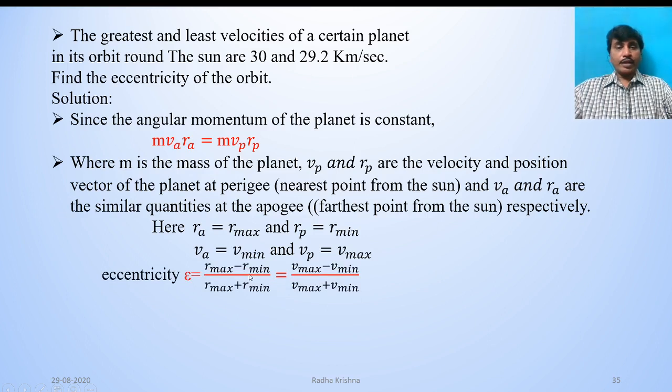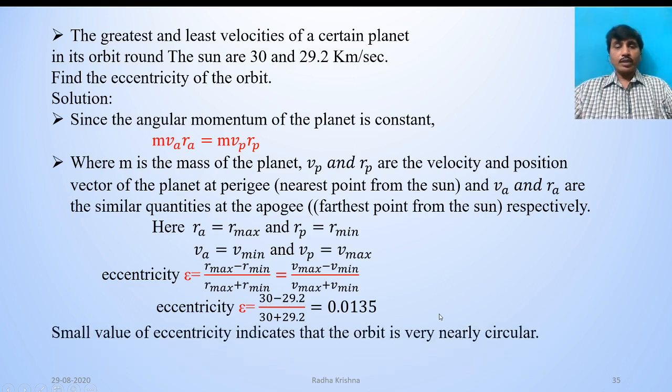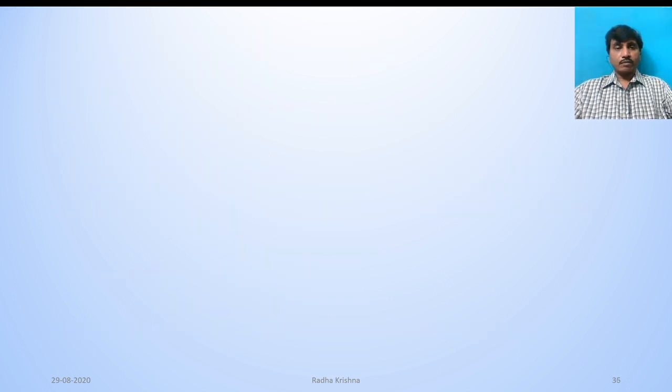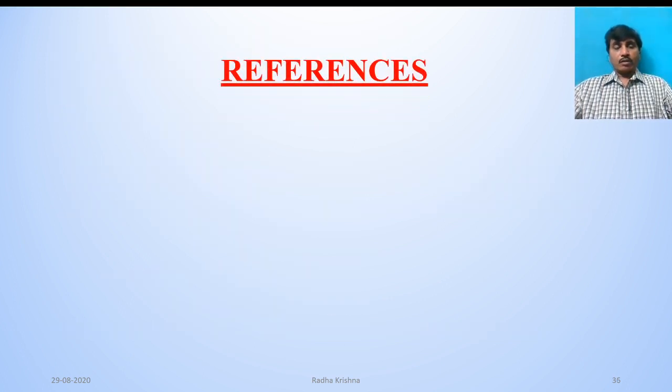Therefore, eccentricity epsilon is equal to (R maximum minus R minimum) by (R maximum plus R minimum), that is equal to (V maximum minus V minimum) by (V maximum plus V minimum). Therefore, eccentricity epsilon is equal to (30 minus 29.2) by (30 plus 29.2), that is equal to 0.0135. This is nearly 0. Hence, the value of eccentricity indicates that the orbit is very nearly circular. In this way, we can derive and calculate some problems.